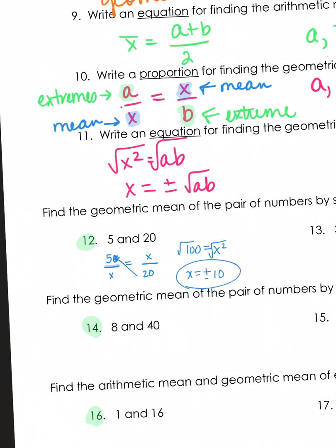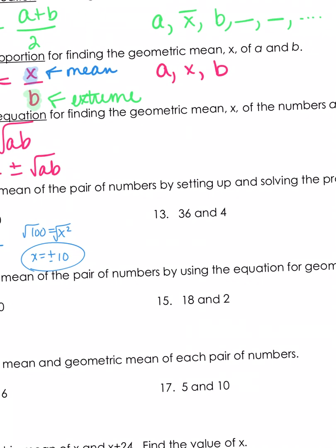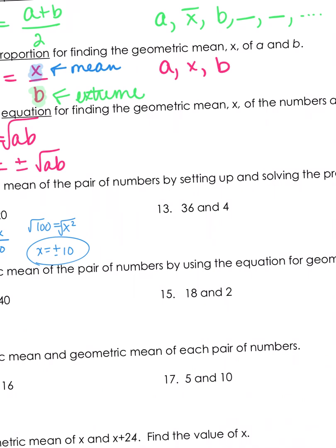Okay, all right, I lied. I'm going to go ahead and do number 13. Okay, so if x is the geometric mean, we'll put that in the middle, and it's going to be proportional to 36 and 4. It doesn't really matter which extreme you put where, because a cross product is a cross product. So x squared equals 36 times 4, which is 144, square root, and we get x is equal to plus or minus 12.